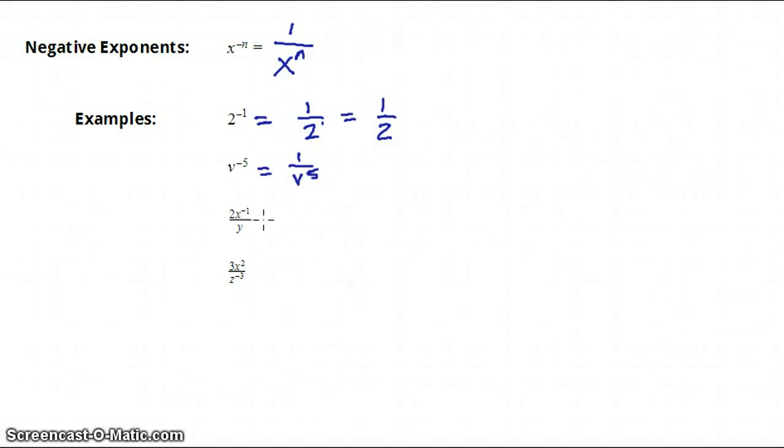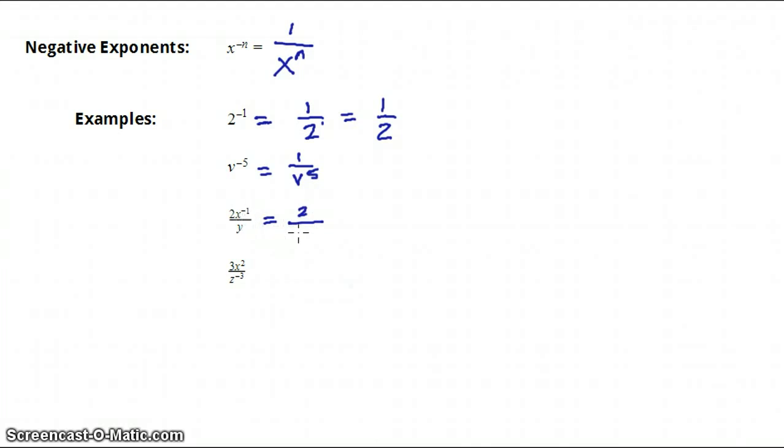Here's another example. This one's a little bit different. This time I have 2x to the negative 1 over y. A couple things I need to think about here. One is that the exponent, the negative 1, is only on the x. It doesn't have anything to do with the 2 out in front of the x. That 2 is just a coefficient on the x. And so I'm going to leave 2 in the numerator of that fraction.